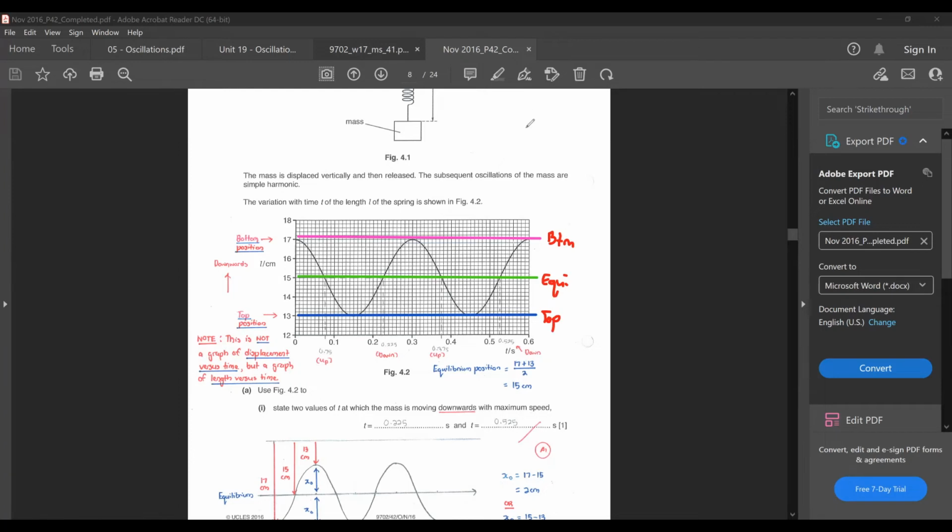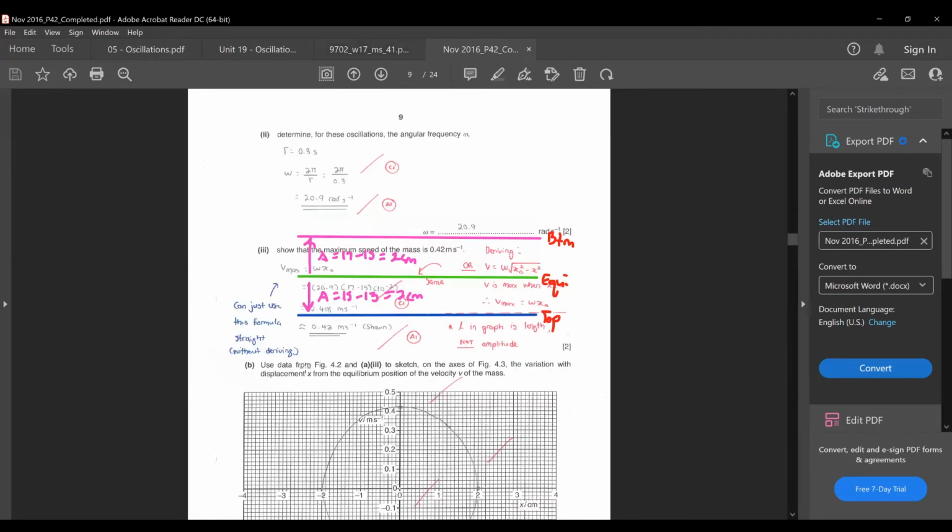So you want to find the amplitude position, you either take this one or this one. Okay, so this is the amplitude that you want. So you just take your values accordingly. You either take 17 minus 15 or you take 15 minus 13. You should be getting 2 centimeter as the amplitude. Okay, so just pick whichever you like.